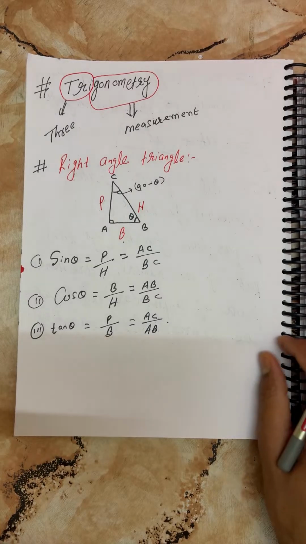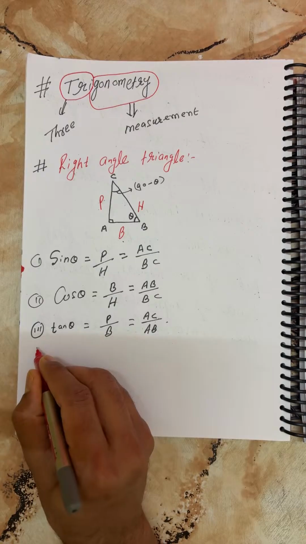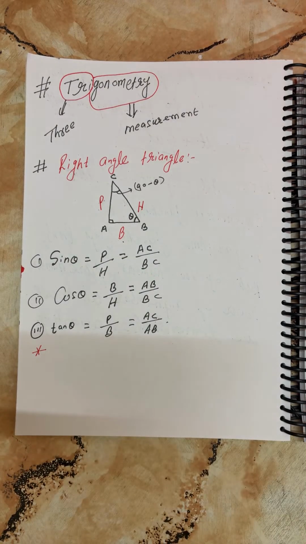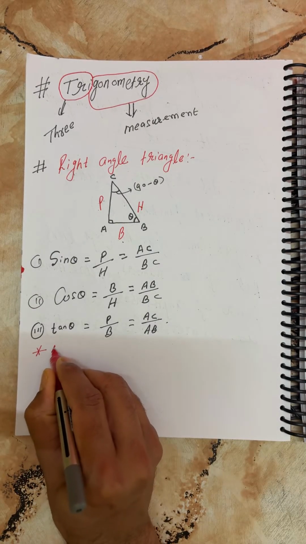Okay, fine. Next, after this, I wanted to tell you about the magic triangle. Yes, beta, it's highly and superbly important. Every kid must remember it. Magic triangle.